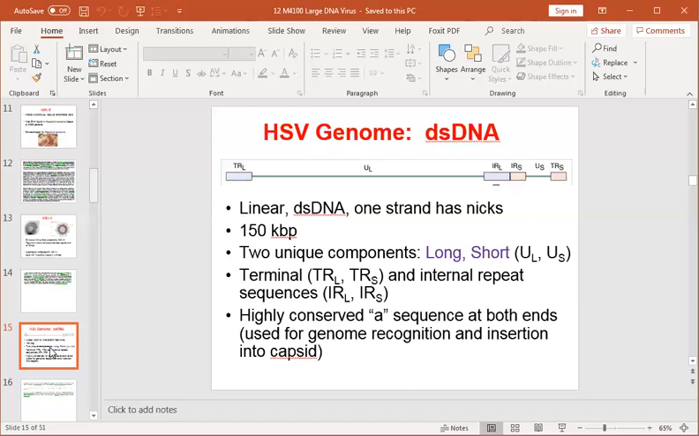And then we also have internal repeat sequences. As the name implies, they are not at the end of the genome. They are more internal within the genome. Again, they're long and short, and we call them internal repeat long, IRL, and IRS. There is also a conserved sequence called the A sequence, letter A, at both ends. This A sequence is needed for genome recognition and insertion of the genome into the newly synthesized capsid.